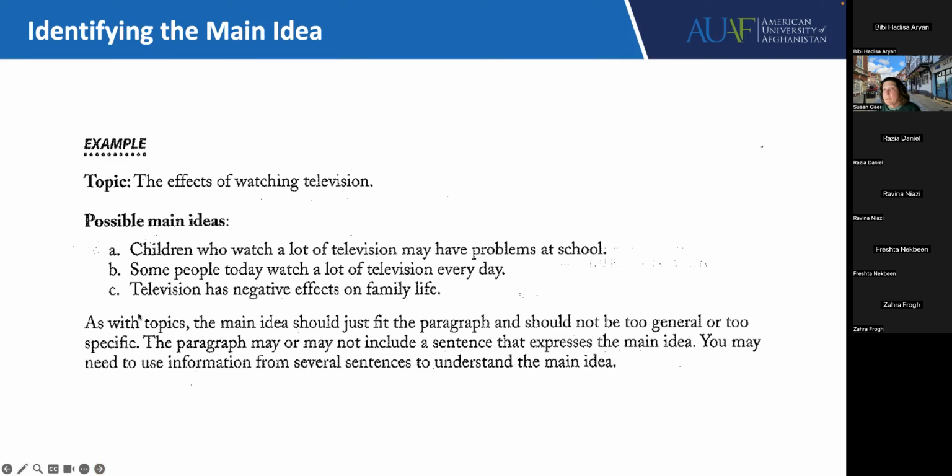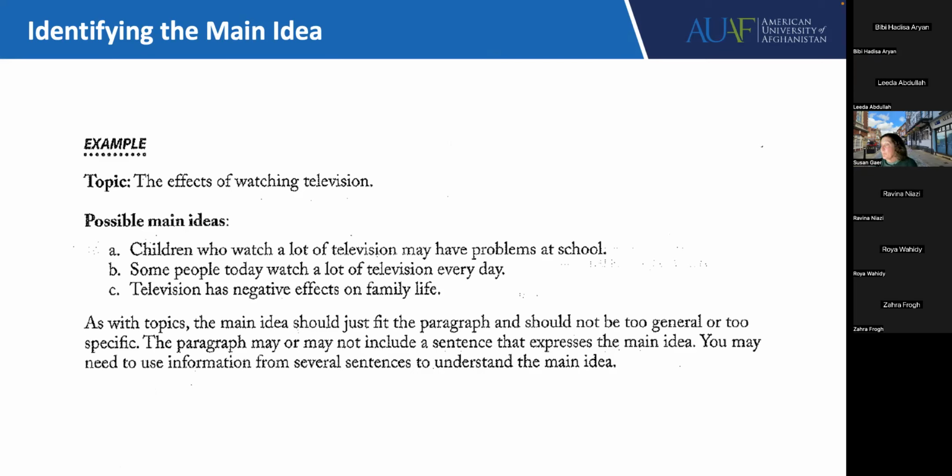So let's read this one. Raya, did you want to read? I saw your hand was up. Example, topic, the effects of watching television. Possible main ideas. A, children who watch a lot of television may have problems at school. B, some people today watch a lot of television every day. C, television has negative effects on family life. Right. Go ahead. Finish.